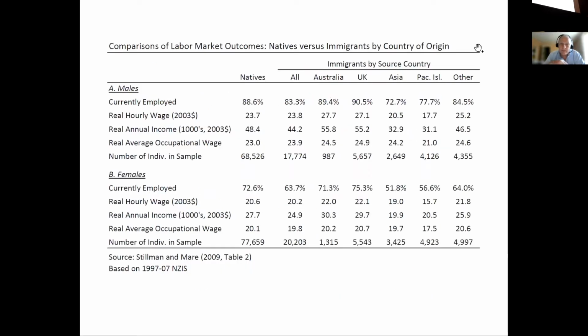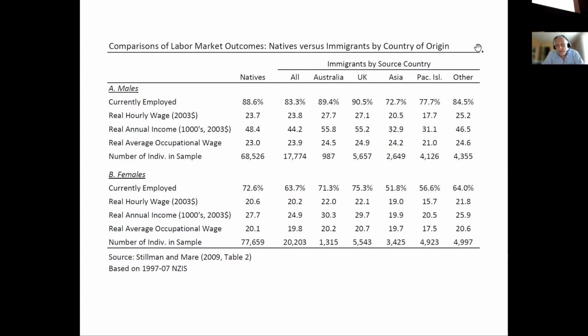The characteristics of labor market performance also vary. This is a table from Stillman and Murray, a tabulation from the New Zealand Income Survey, showing differences across different groups of immigrants and comparing them to natives. You can see if you look, for instance, at the top row that amongst men, Australian and UK immigrant men are fairly highly likely to have a job, whereas people from Asia and Pacific Islanders are less likely. And the same pattern, maybe even more extreme, for female immigrants versus female natives.